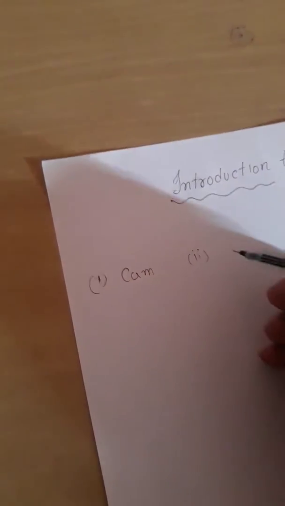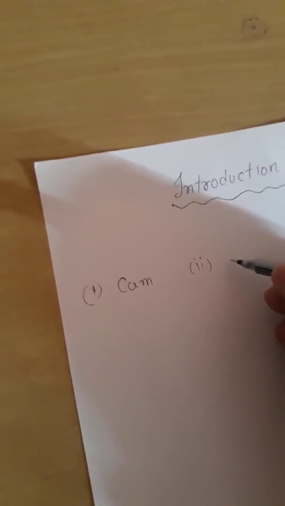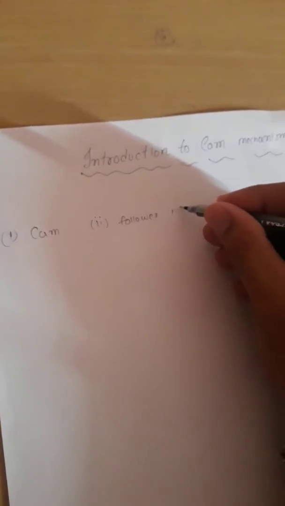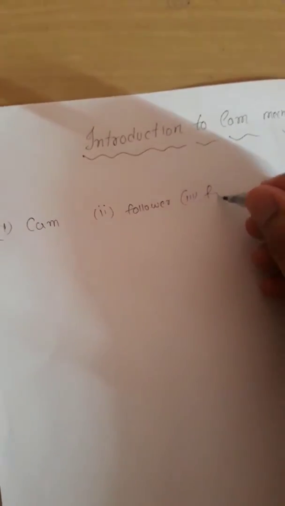So first, we'll study the CAM mechanism. In the CAM mechanism there are three elements: the first one is the CAM, the second one is the follower, and the third one is the frame. So these are the three elements of the CAM mechanism.